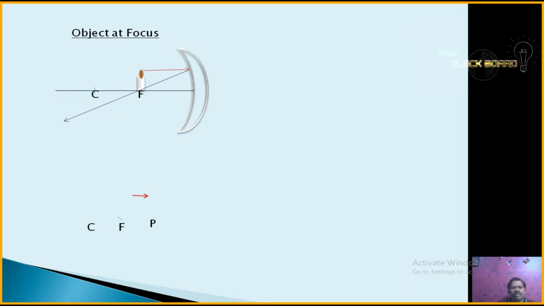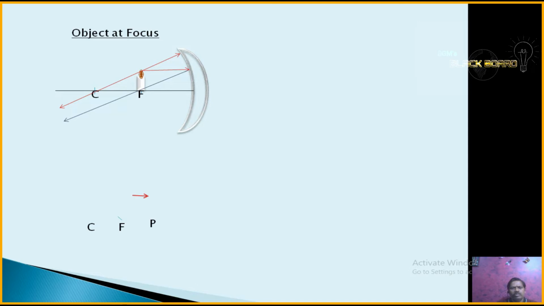So the third rule is here: a ray which is passing through the center of curvature, after reflection it passes through the center of curvature only. See, so here like this. It is passing through the center of curvature, and after reflection also passes through the center of curvature.